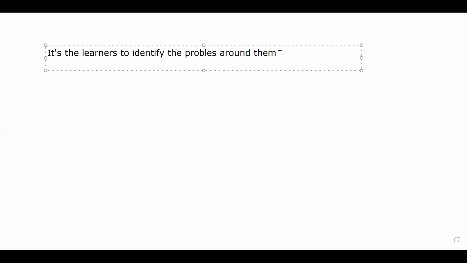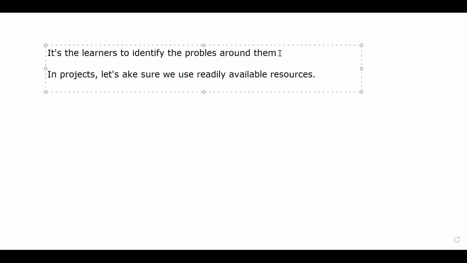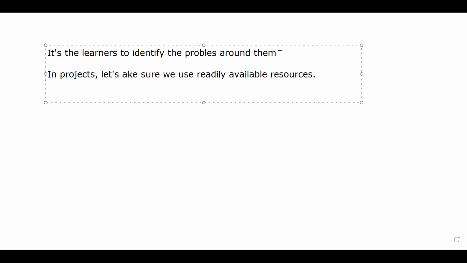They may state ambiguous costs, very big costs. Yet we say that in projects, let's make sure we use available resources. Because if ICT has projects, biology has projects, these 13 or 11 subjects have projects, and everyone is asking for money and too much money, you'll scare parents. Yet we can identify resources within our reach.